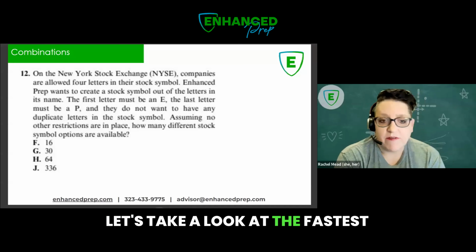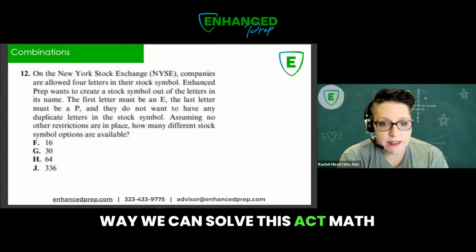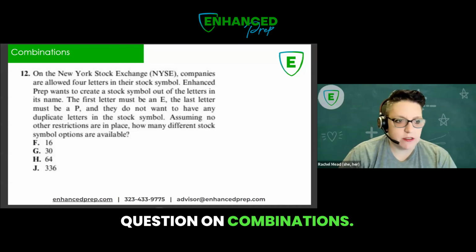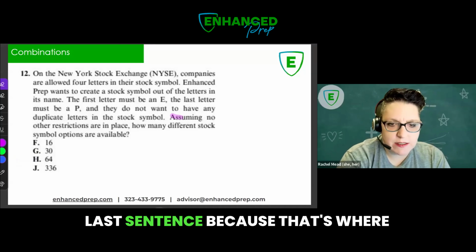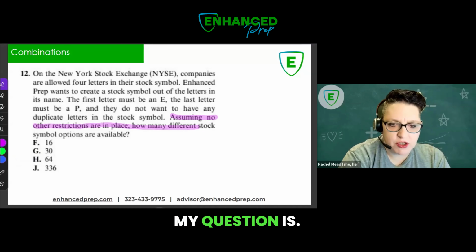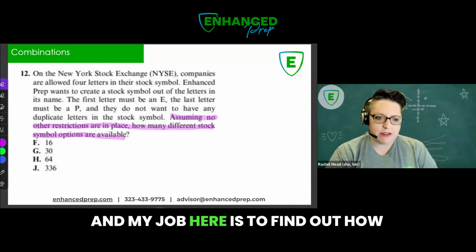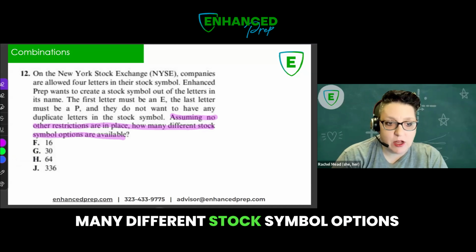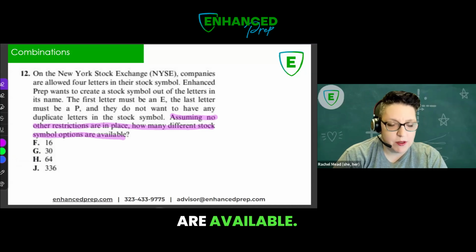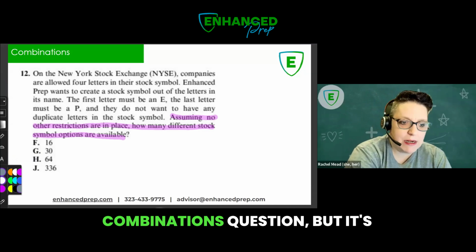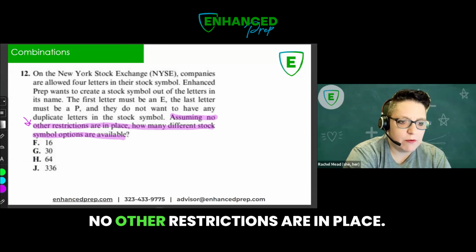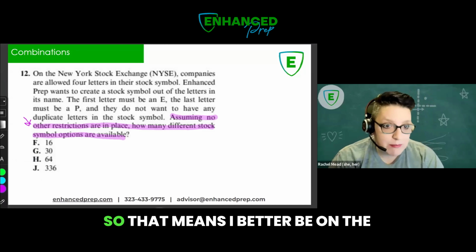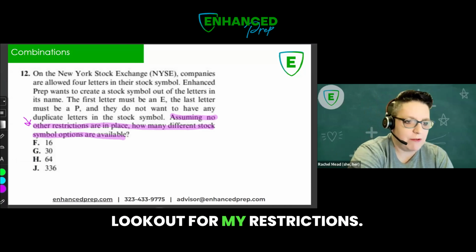Let's take a look at the fastest way we can solve this ACT math question on combinations. The first thing I want to do is read my last sentence, because that's where my question is. My job here is to find out how many different stock symbol options are available. That's telling me it's a combinations question. But it's giving me this clue right here: no other restrictions are in place. So that means I better be on the lookout for my restrictions.